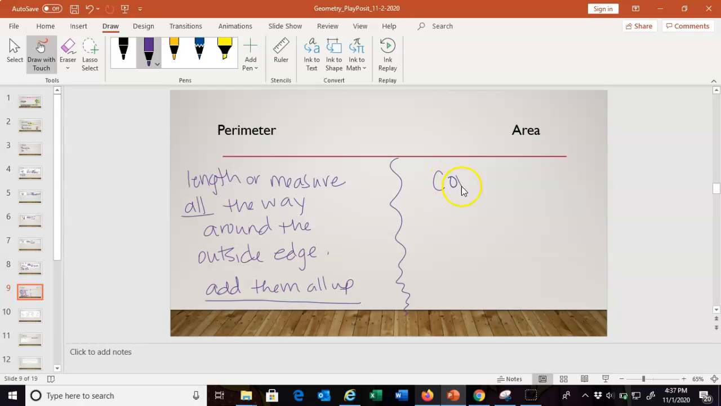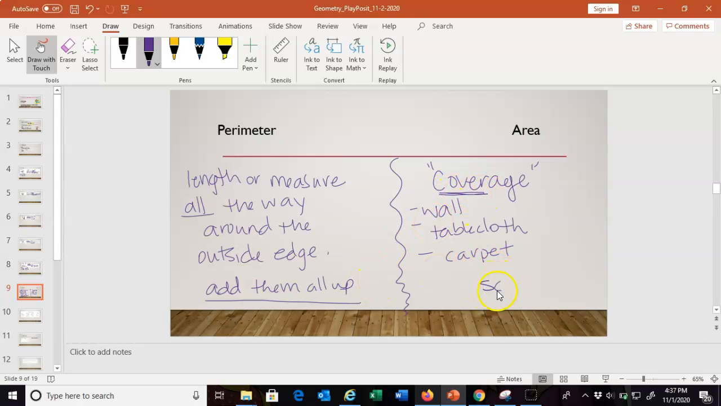Area, I think of coverage. So you think of like a wall. How much paint do you need to cover the area? Or you think of maybe a tablecloth. What size tablecloth are we going to need to cover the entire table? Or maybe you think of, I'm looking around my house, carpet. How much carpet do you need to cover the entire floor? So you think of coverage.